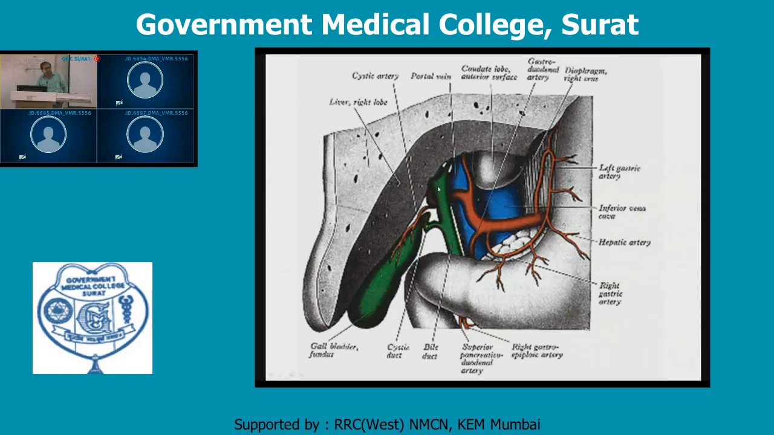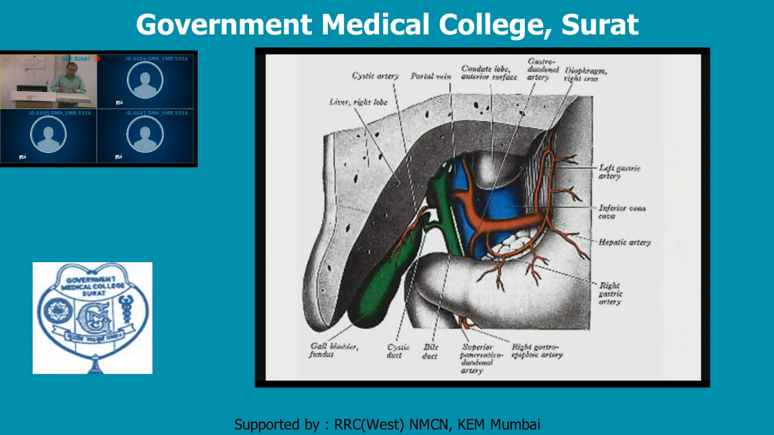Now here one can notice what lies behind the common hepatic duct, behind and towards somewhat left: that is the portal vein. So that is within the right free margin of the porta hepatis, the right free margin of the lesser omentum. Behind the common hepatic duct lies the portal vein, and towards the right of this common hepatic duct is the cystic duct.